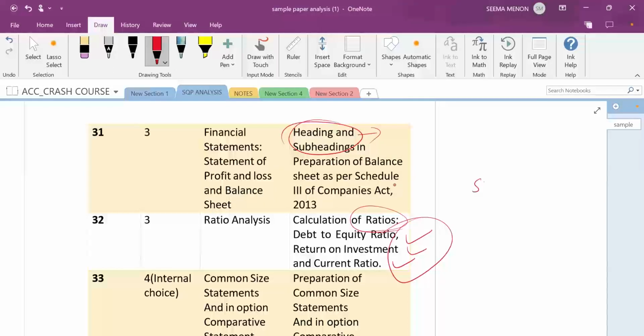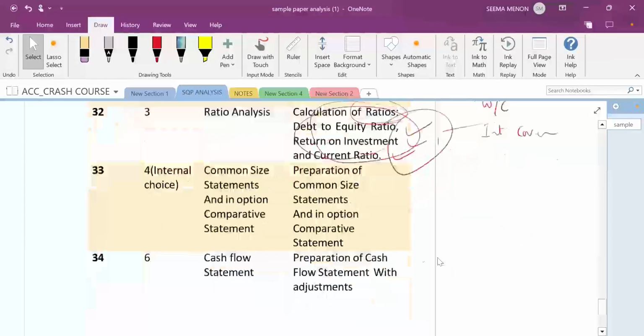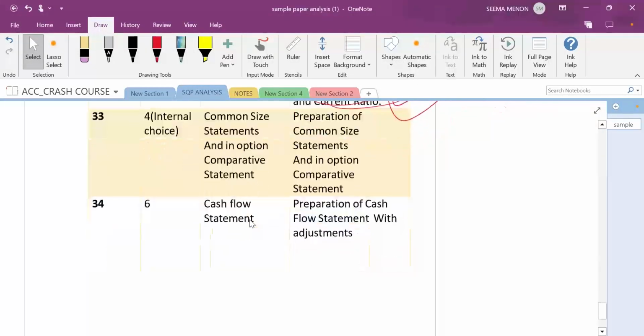Beyond that they ask the stock turnover ratio, then the working capital turnover ratio. These are the 5-6 ratios which are very common. Then the third one is the interest coverage ratio. And beyond that, these 3 given ratios are also important. Moving ahead, question number 33 is common size statement of profit and loss or comparative statement of profit and loss, or else common size statement of balance sheet or comparative statement. So these 4 you have to learn compulsorily. Any 2 will come as internal option.